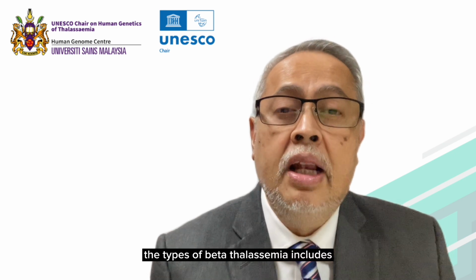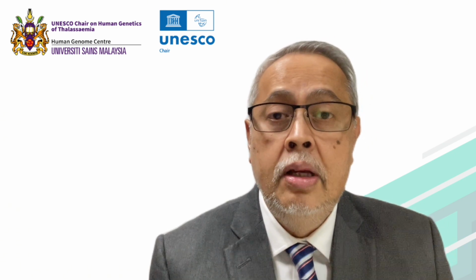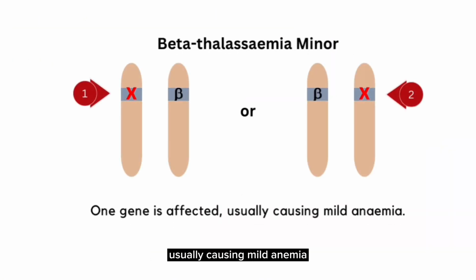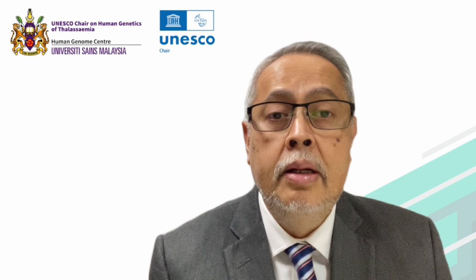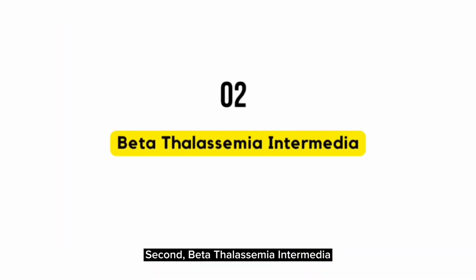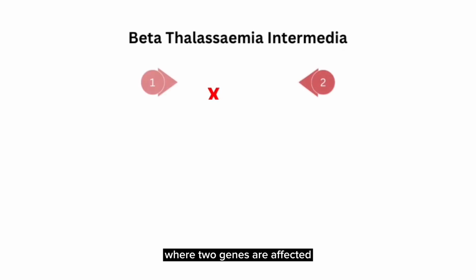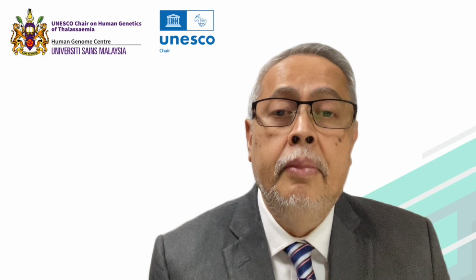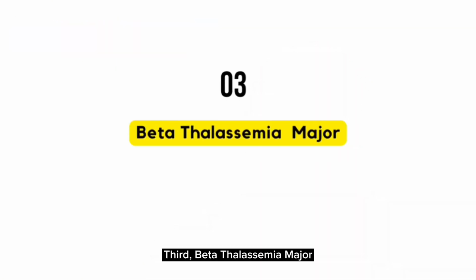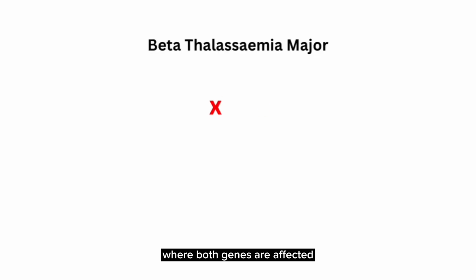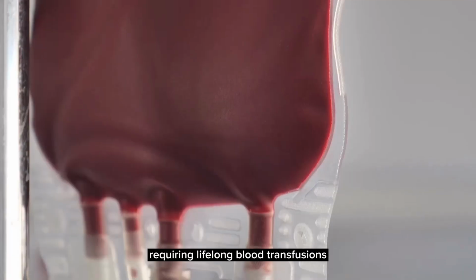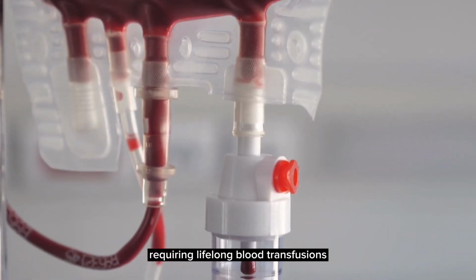The types of beta thalassemia include: first, beta thalassemia minor or thalassemia trait, where one gene is affected, usually causing mild anemia. Second, beta thalassemia intermedia, where two genes are affected, resulting in moderate to severe anemia. Third, beta thalassemia major, where both genes are affected, leading to severe and life-threatening anemia requiring lifelong blood transfusions.